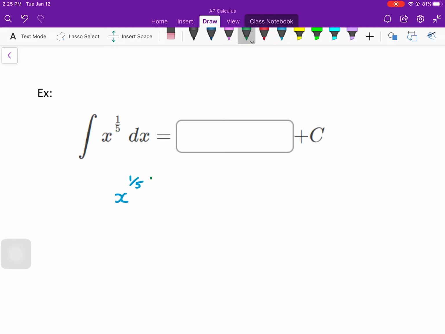So I'm going to add 5 over 5 to it and get x to the 6 over 5. So I'm going to multiply by 5 over 6. The reciprocal of that, right? Because that's what we're going to divide by is 6 over 5. And there you go.